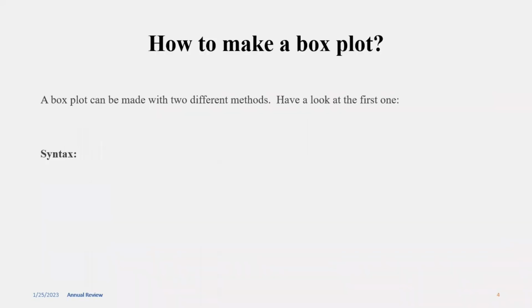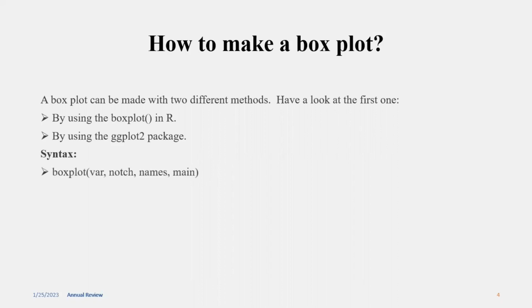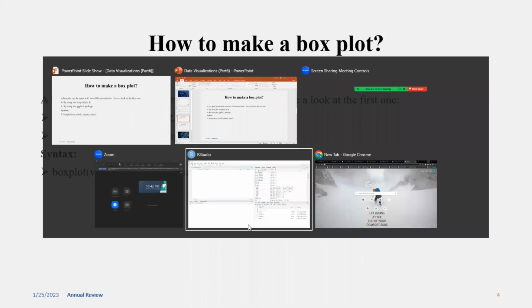So, how to make a box plot? A box plot can be made with two different methods. Let's have a look at the first one. You can make a box plot by using the boxplot function in RStudio, or you can use the ggplot2 package. Let's see the syntax for the first one. Just use the boxplot keyword, pass the variable, and some parameters. Now let's move to RStudio to see how it actually works.